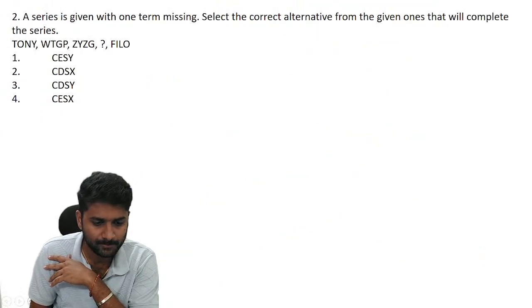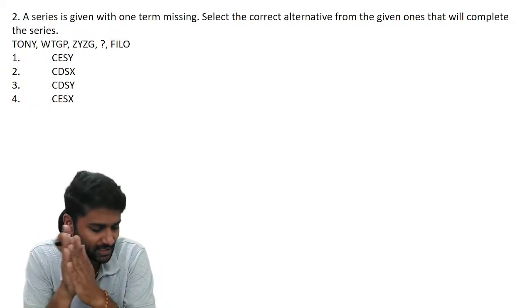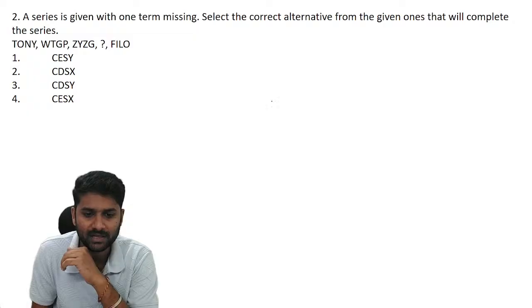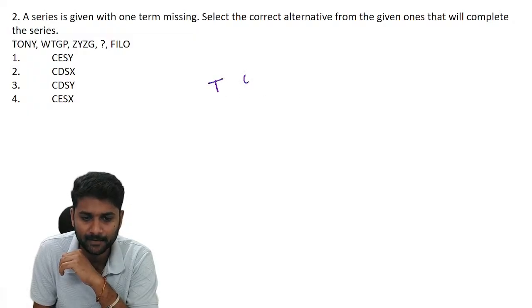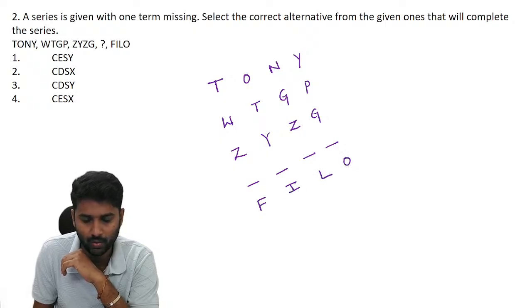Now try this question. In a given series, one term is missing, and you have to identify which term it is. Let us see: T, O, N, Y. Tony, W, T, G, P. Next one: Z, Y, Z, G. So we have to identify these four elements, final term: F, I, L, O.